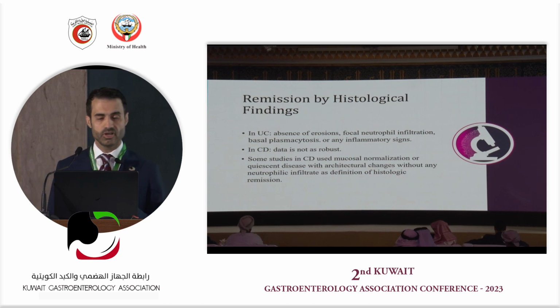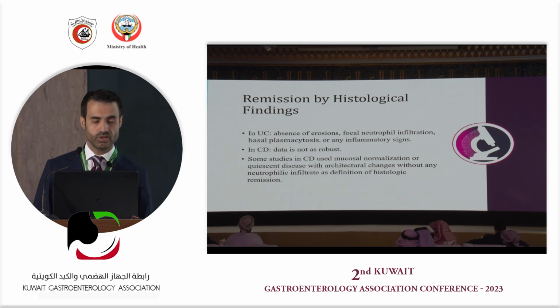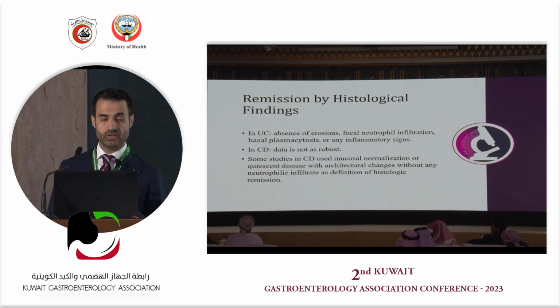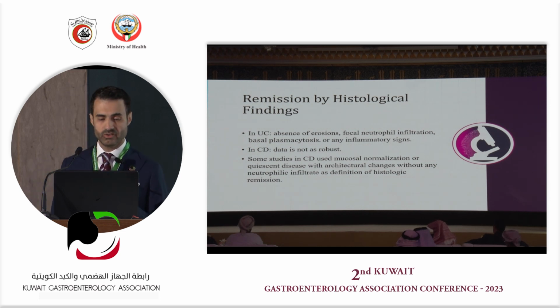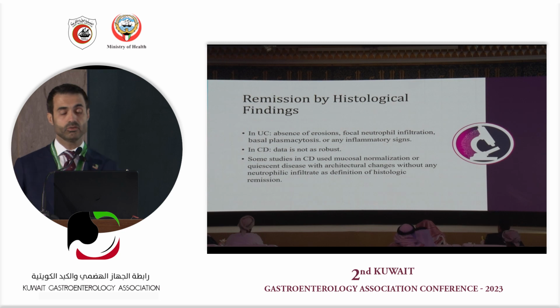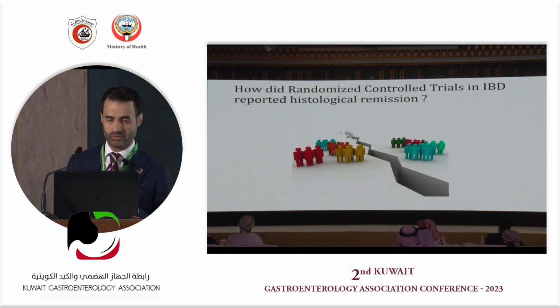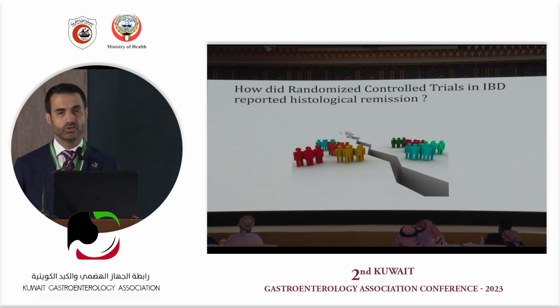How about remission by histological findings? In UC, histological remission will usually be called when there is absence of erosion, absence of neutrophil infiltration, basal plasmacytosis, or any inflammatory signs. In CD, unfortunately, the data is not robust. Some studies suggested that mucosal normalization, or quiescent disease with architectural changes without any neutrophil infiltrate, are signs of histological remission in Crohn's. The next is how randomized controlled trials reported histological remission.